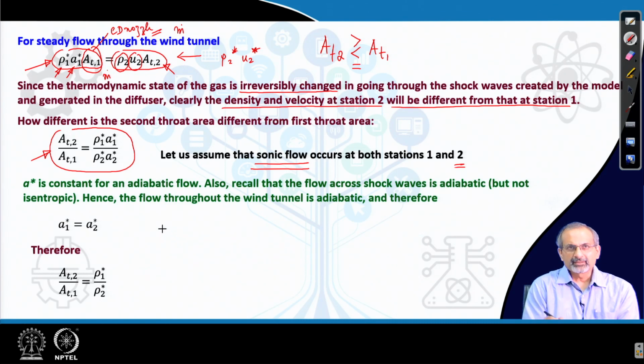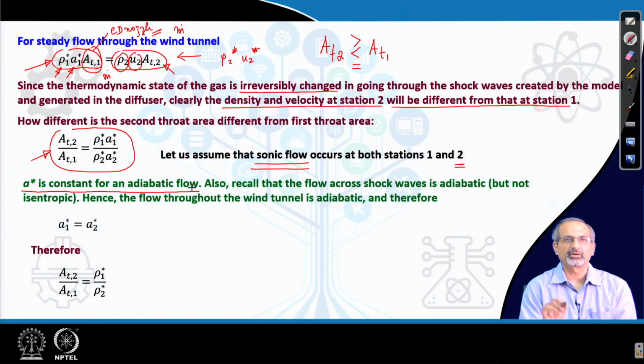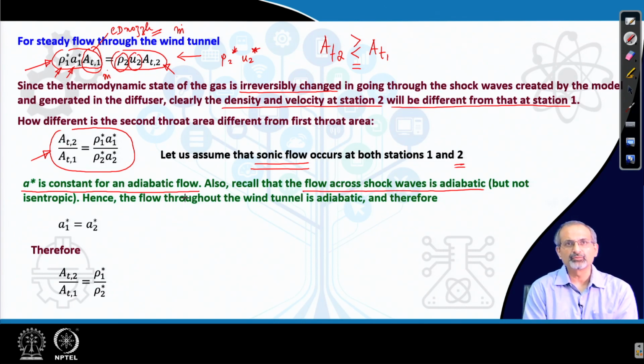Now, whether the flow is isentropic or not, as long as it is adiabatic, A star will remain constant. We have seen it from our earlier discussions, and flow across the shock waves is always adiabatic as long as you are not adding heat or taking away heat. It is not isentropic, but it is adiabatic. Hence, the flow through the wind tunnel in general is adiabatic, even if it has shocks, which basically means that the A star at stations 1 and 2 have to be identical. What happens as a consequence? This becomes 1, and so you are left with AT2 by AT1 equal to rho 1 star by rho 2 star.